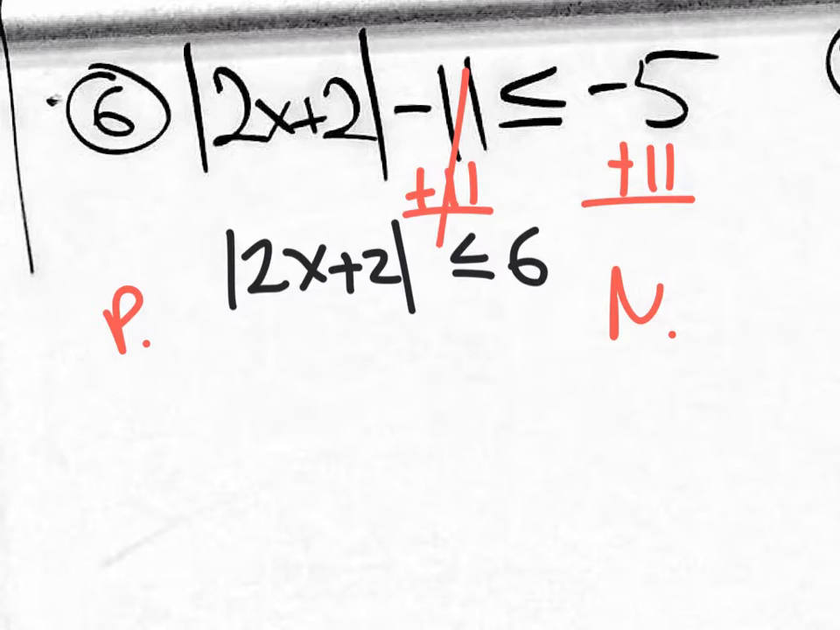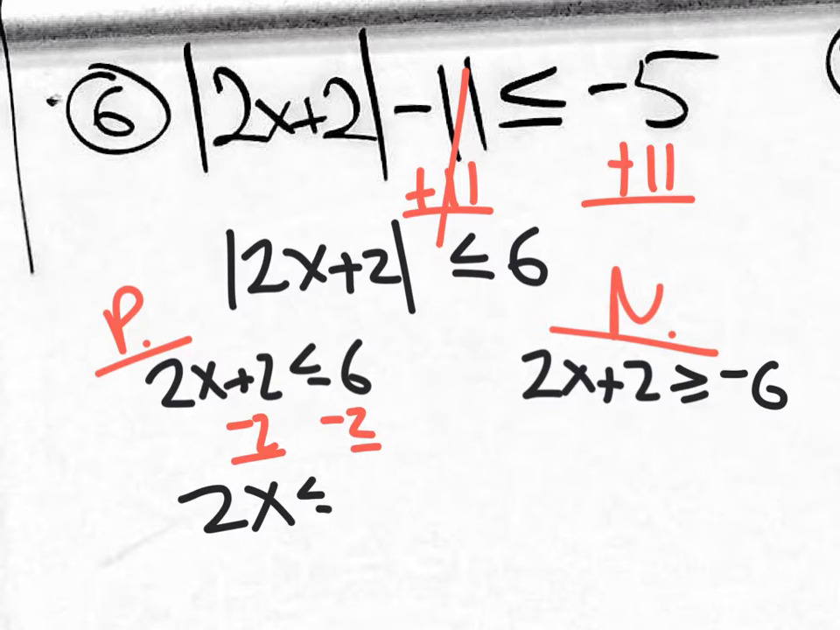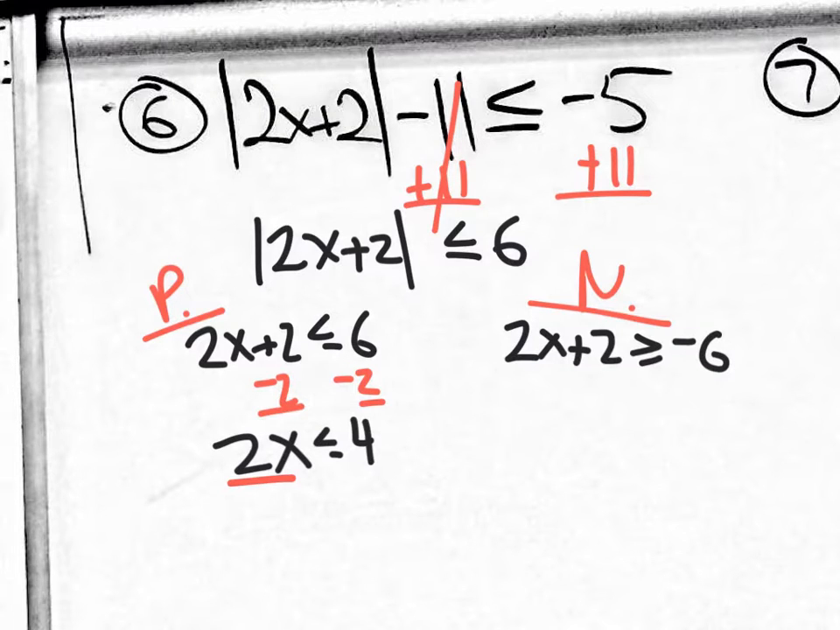Pos, neg. Okay, so the positive situation, you're going to write it exactly the way it is. 2x plus 2 less than or equal to 6. The negative situation, 2x plus 2. We're going to flip the inequality symbol, and we're going to also change the sign of 6 and make it a negative 6. And when we solve the left one, we're going to subtract 2, subtract 2. That'll be 2x is less than or equal to 4. And of course, we're going to divide by 2 on both sides there. Divide by 2, divide by 2. So x is less than or equal to 2. Okay, that's one answer.